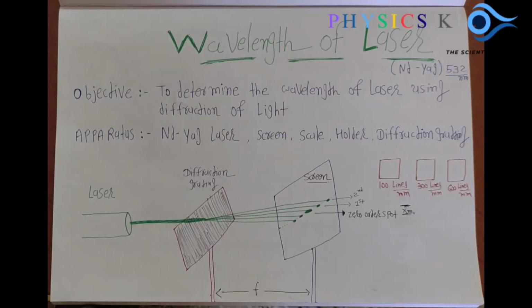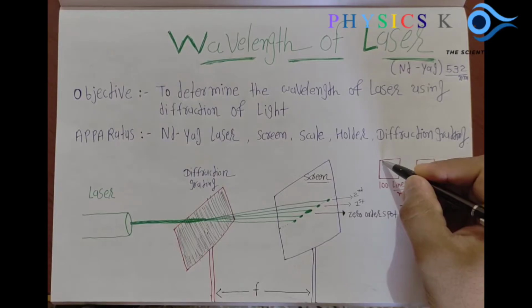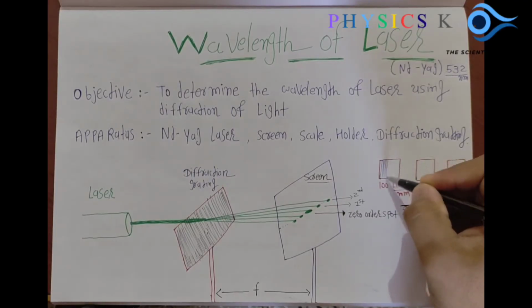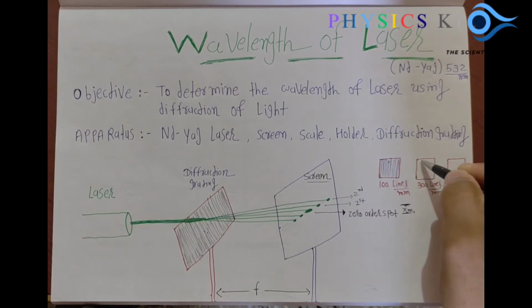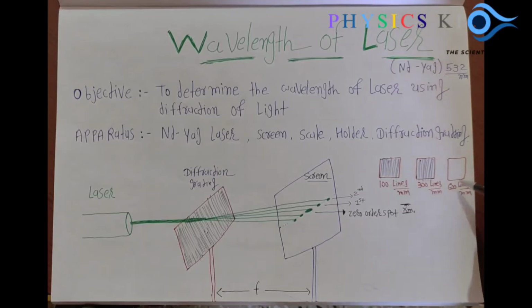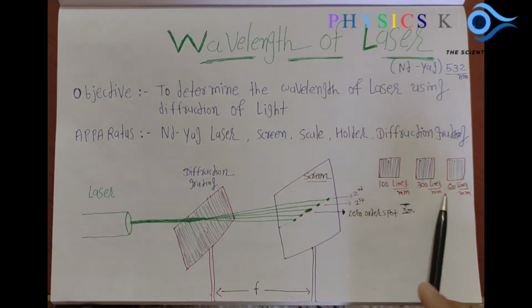So this is our simple arrangement of the experiment setup. Again I remind you, 100 lines per mm means what? Per mm we have 100 opaque lines, and the rest of the material is transparent, looking like glass. 300 means per mm 300 lines, and the last one, 600 per mm, has 600 lines.